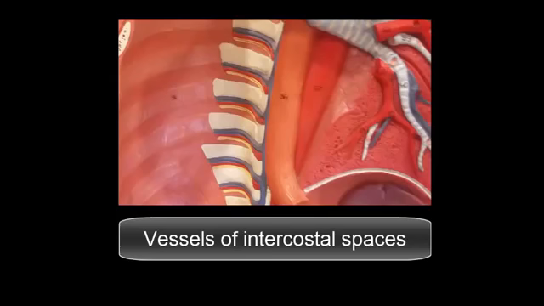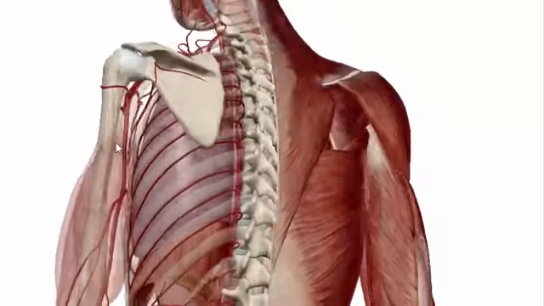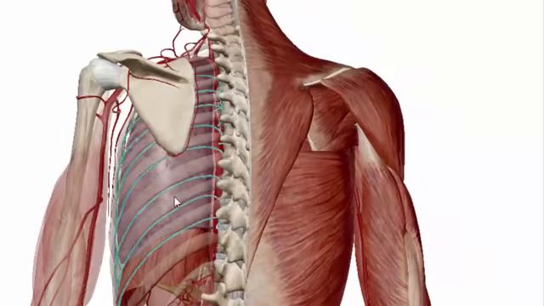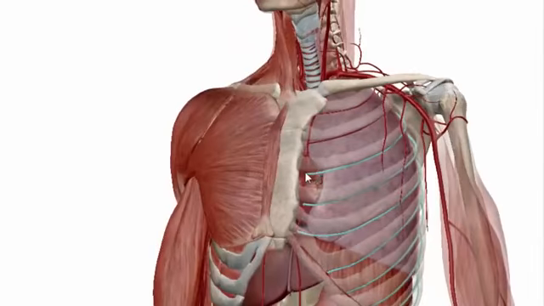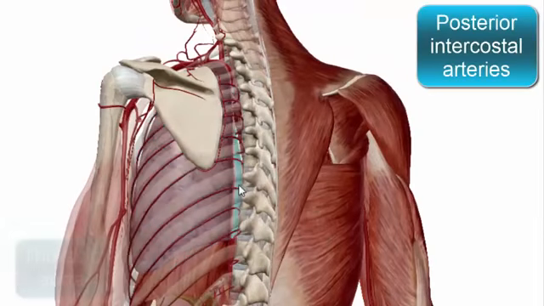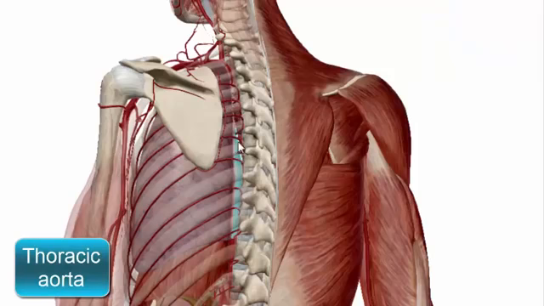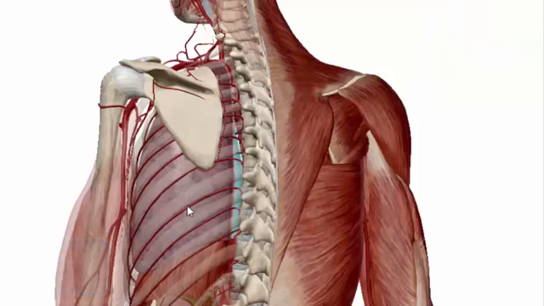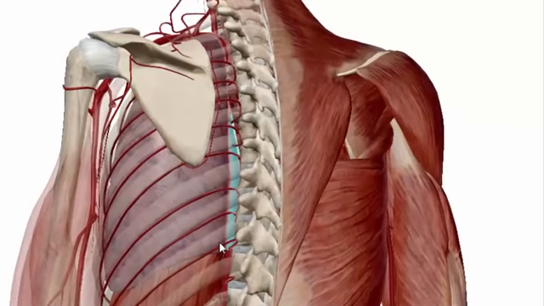Each intercostal space is supplied by three arteries: a large posterior intercostal artery and its collateral branch, and a small pair of anterior intercostal arteries. The posterior intercostal arteries are the direct branches of the thoracic aorta. They enter the intercostal spaces together with the intercostal nerves and run along the subcostal grooves.